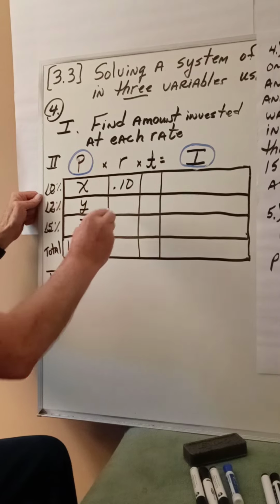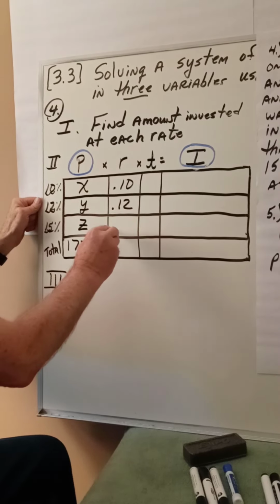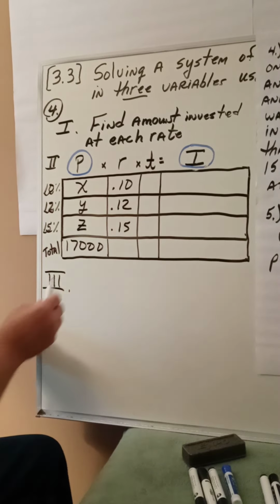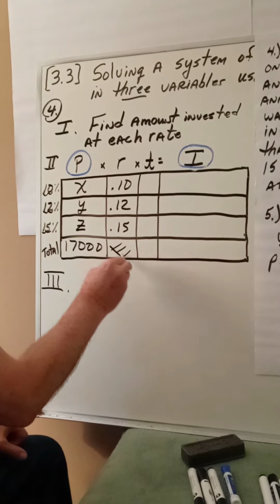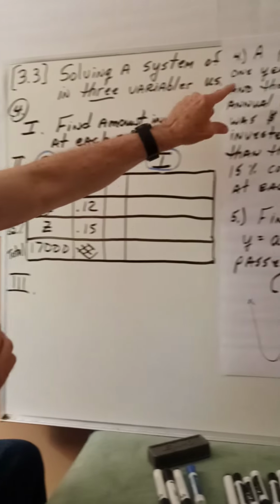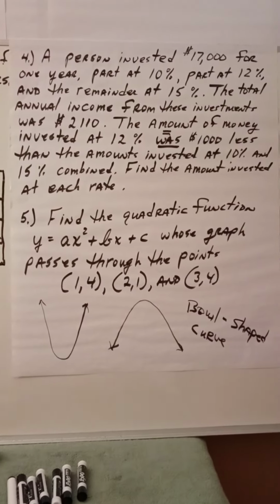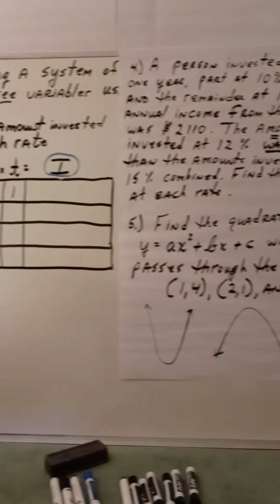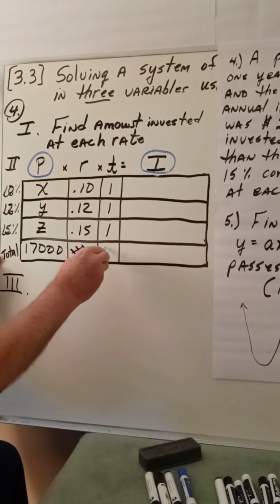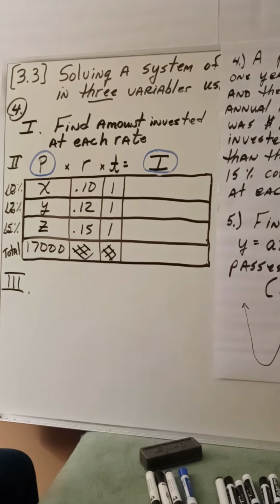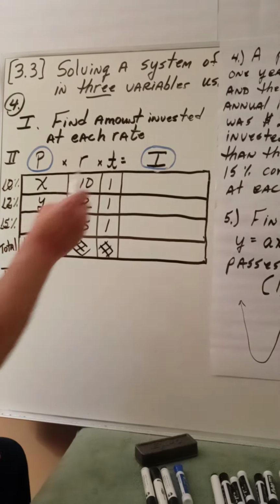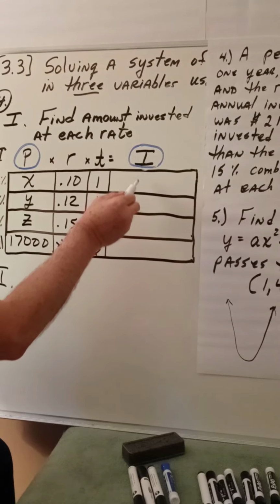Point 10, point 12, point 15. This little puppy down here, it's a free spot. Nothing goes in there. Then the period of time. It's only going to be kept in the account for a year. So we write 1 year for that investment, 1 year for that, and 1 year for that. And again, we don't need anything there. Again, don't put 12 months. It's always a year.